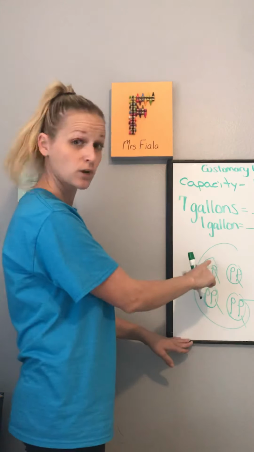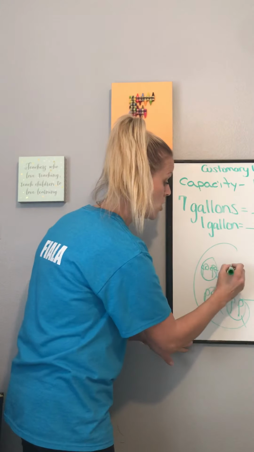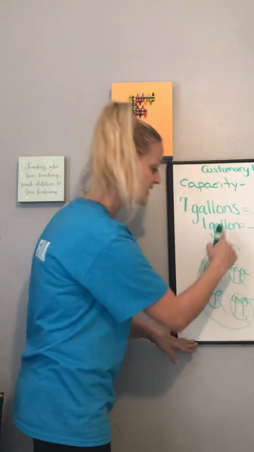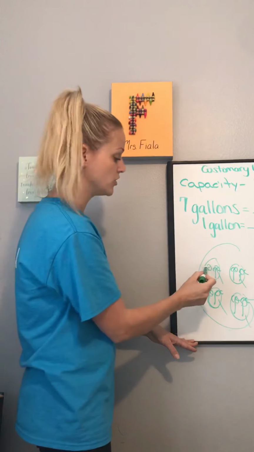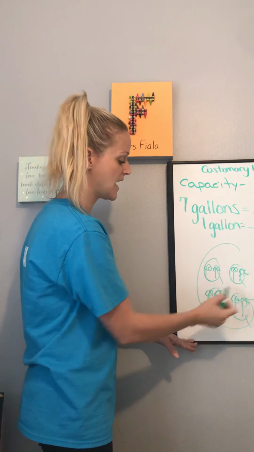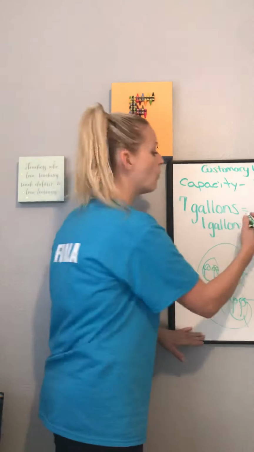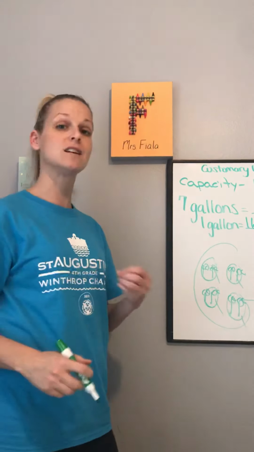Because inside each one of these P's, we have 2 C's. So now I want you to count how many C's are inside that big G. I have 1, 2, 3, 4, 5, 6, 7, 8, 9, 10, 11, 12, 13, 14, 15, 16. 1 gallon is equal to 16 cups.